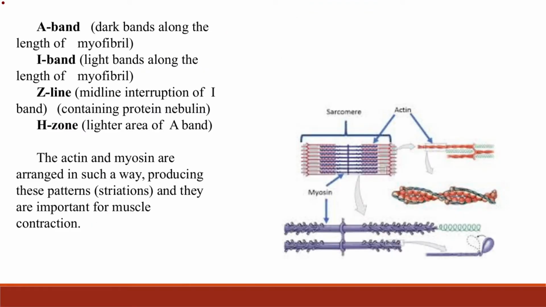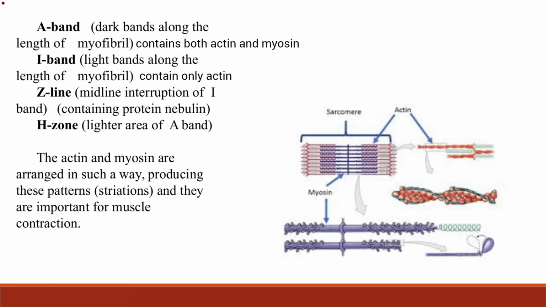So, how would I describe my A band? It's a dark band. It's a length of the myofibril, and I'm going to add to that because the A band contains both actin and myosin. The I band is on either end of the A band. These are light bands, and they contain only actin. When I say only actin, there's some titin there, but the titin doesn't contribute to making up the striations.